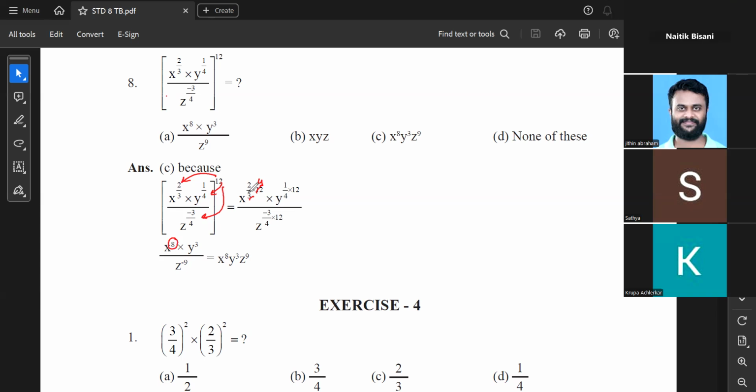Yes, Naitik, what's your query? Query means not related to this question.